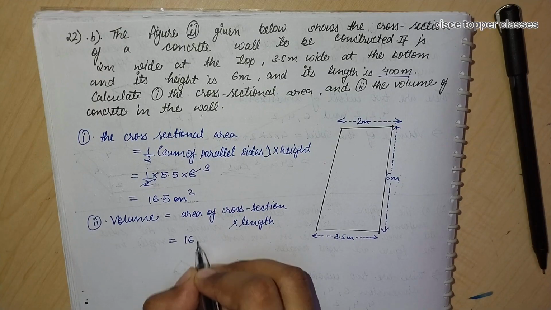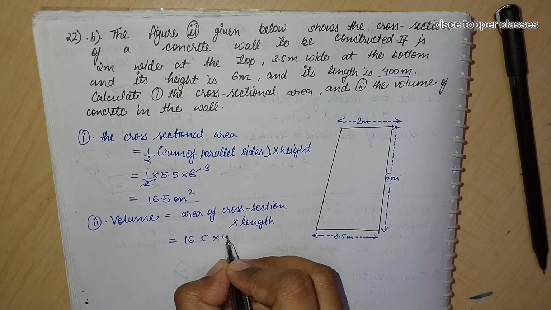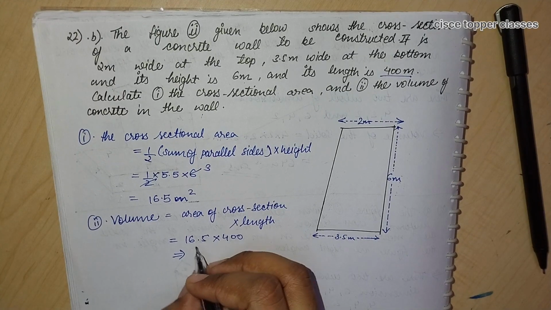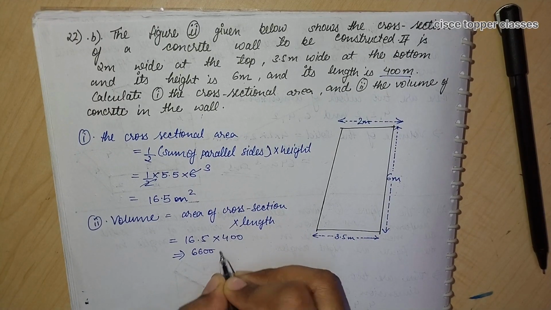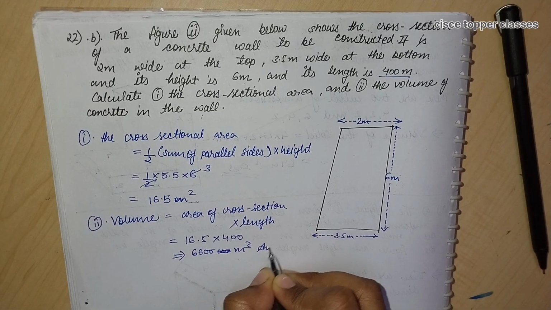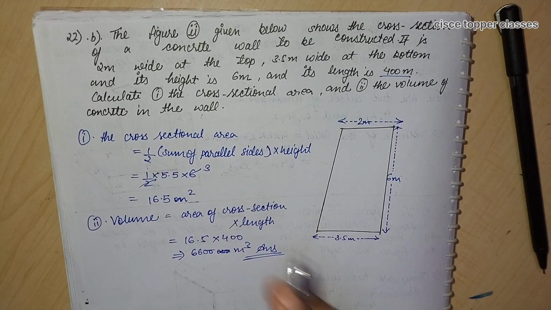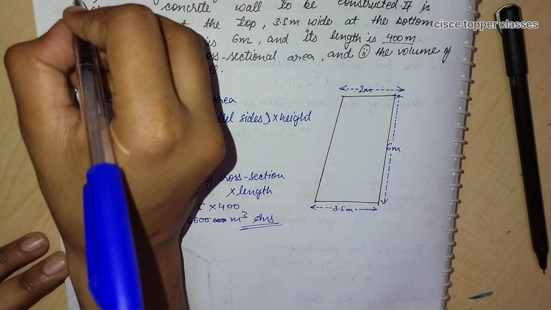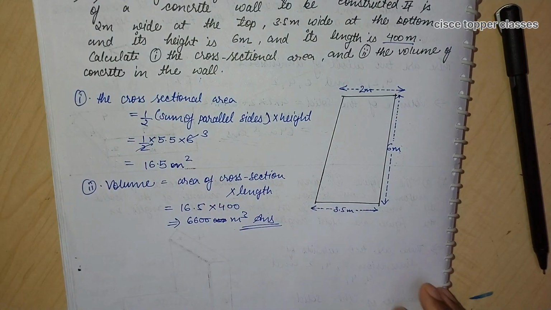From here we can write 16.5 into length, which is 400 here. On multiplying it, we will get 6600 meter cubic, sorry. So this is the final answer in this question. Means the solution of the 26th second part is this.